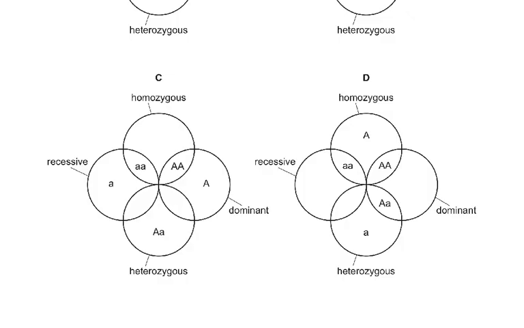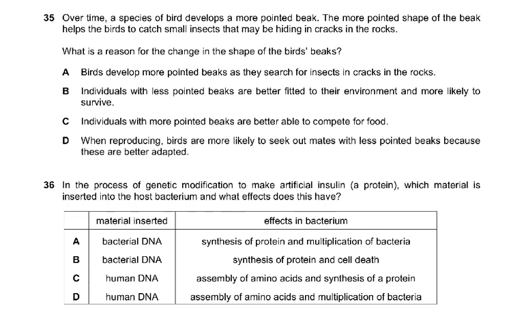And then D, what is wrong about D? There's no recessive allele. It's not heterozygous. This is wrong. So the only correct answer is C. Homozygous has to be big A, big A. Recessive has to be small a. Dominant has to be big A, and heterozygous has to be big A, small a. So I've told you why the others are wrong and why this was correct. 35.